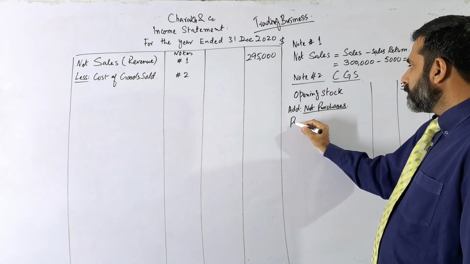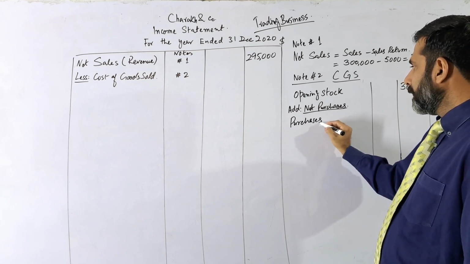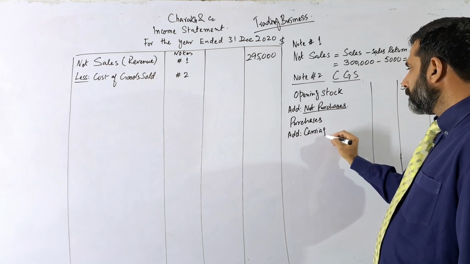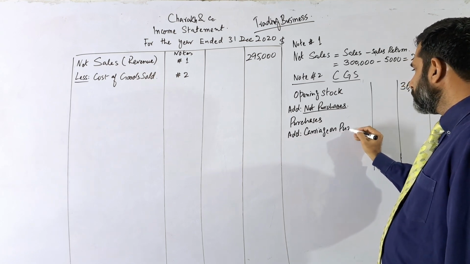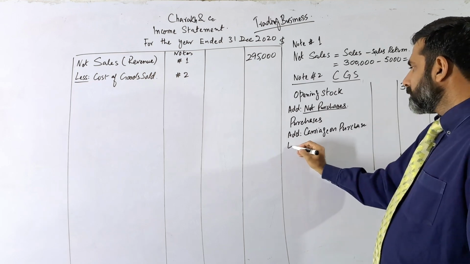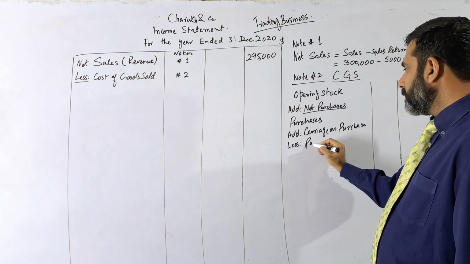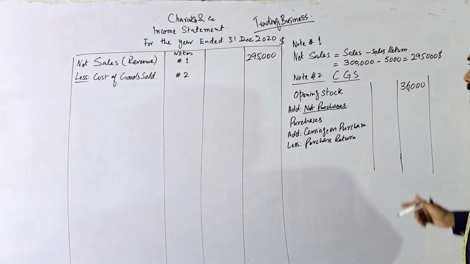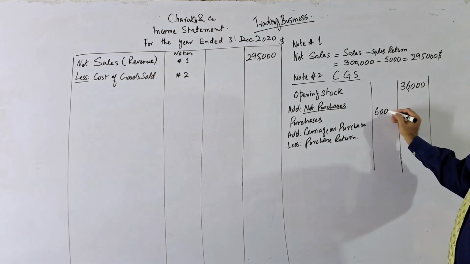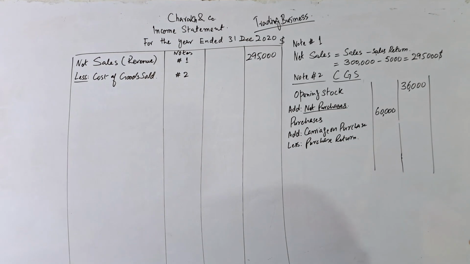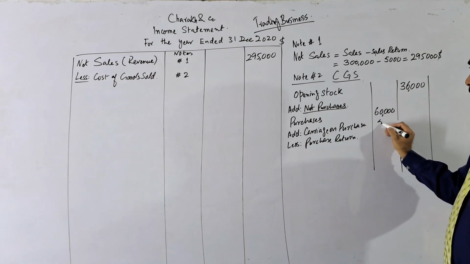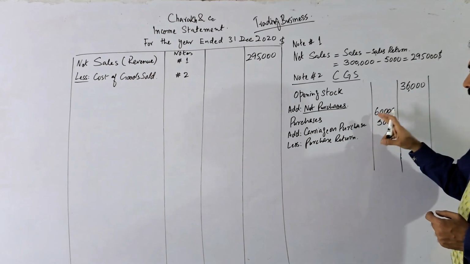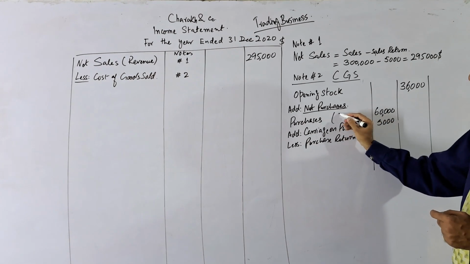It is purchases account, add carriage on purchase and less the purchase return. Okay. Let's say the purchases is 60,000. Then we have a carriage on purchase, let's say 5,000. So they have purchased the goods worth what? The purchases of the goods basically.